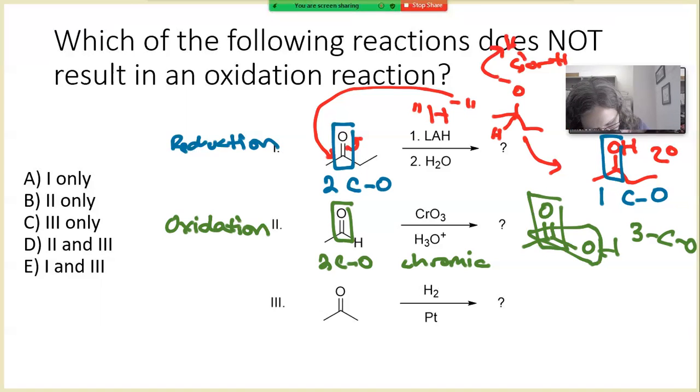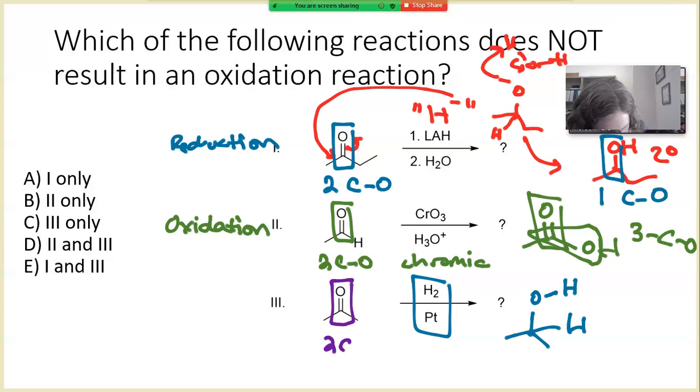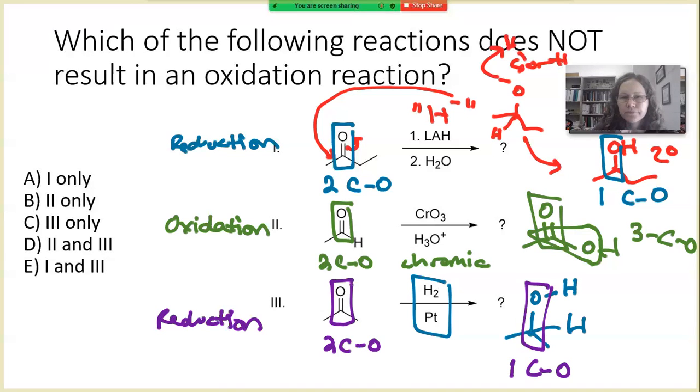Reaction number 3 has a ketone and then H2 and platinum. And H2 and platinum is not really selective for pi bonds. It'll add hydrogens across carbon to carbon double bonds or carbon to oxygen double bonds. So the product that we get in this case is going to be an alcohol. So we go from having 2 carbon to oxygen bonds in our starting material to 1 carbon to oxygen bond in our product. So in this case, we have a reduction occurring, just like in reaction number 1.